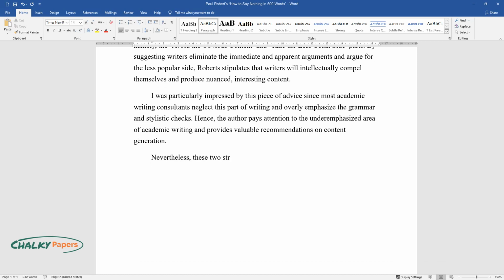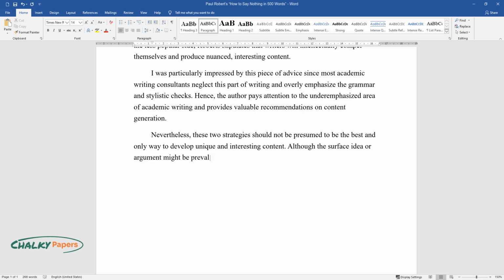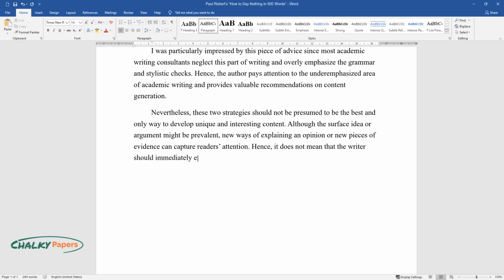Nevertheless, these two strategies should not be presumed to be the best and only way to develop unique and interesting content. Although the surface idea or argument might be prevalent, new ways of explaining an opinion or new pieces of evidence can capture readers' attention. Hence, it does not mean that the writer should immediately eliminate apparent arguments and look for others.